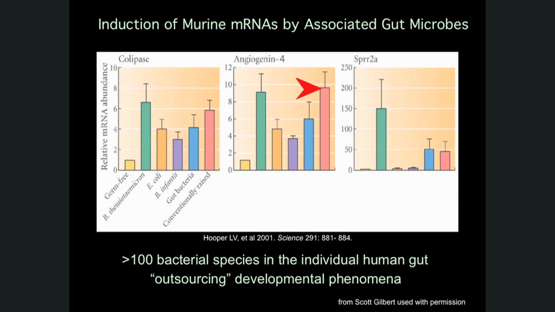The other thing about angiogenin is that it kills Listeria bacteria, which the mouse doesn't want and you don't either. And you rely on your symbiotic bacteria for angiogenin 4. And SPRR2A helps form the lining of your gut. And here it's a 50-fold increase that the conventional mouse has over the germ-free mouse.